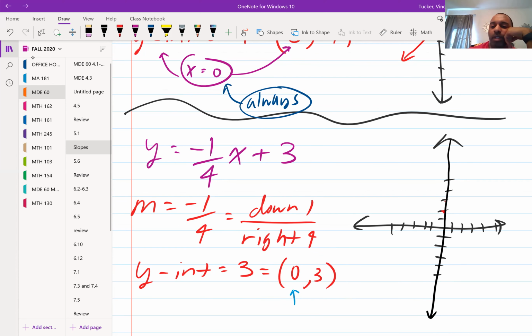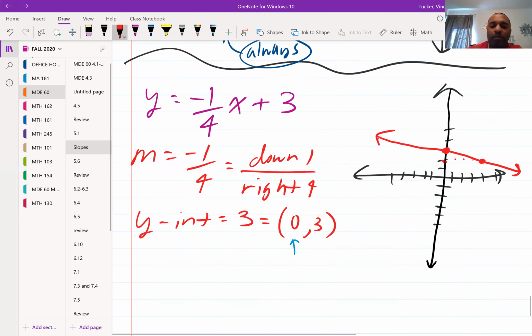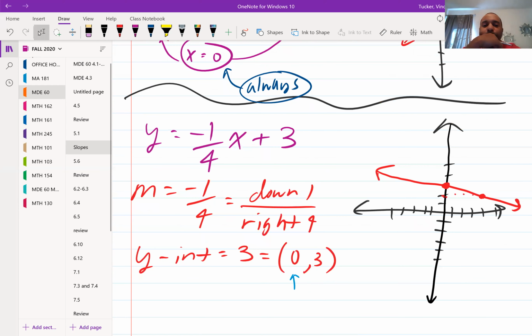So we start there, we go 0, 3. So we go nowhere for x, and then we go up 3. Okay. And then from the y-intercept, we go down 1, and then right 4. That'll be the line. Questions? Any questions? Make sure we're all right.